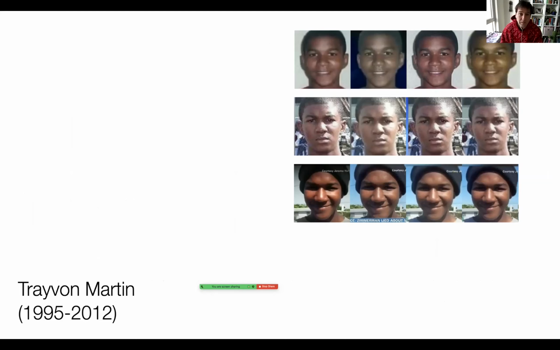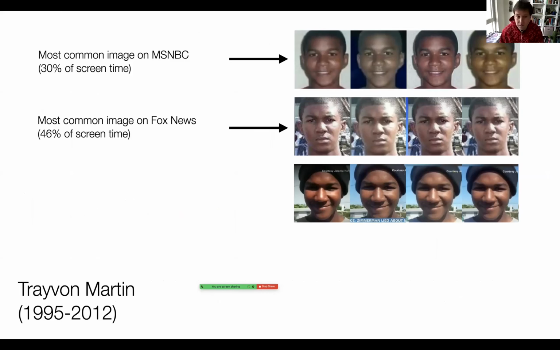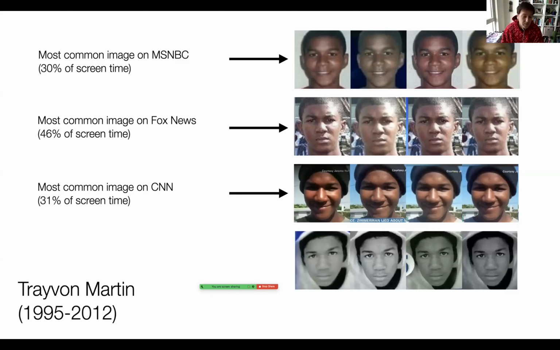For example, this is the image that was most commonly shown on MSNBC when Trayvon is on screen. 30% of the time, it is this image. This is the image that is most commonly shown on Fox News. And this was the image that was most commonly shown on CNN. And interestingly, the iconic hoodie photo was actually not the most frequently used photo on any of these stations.